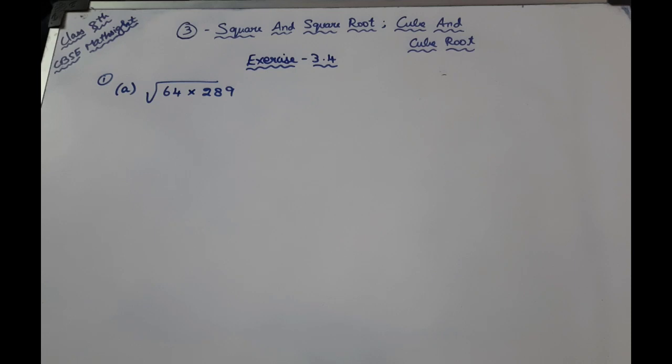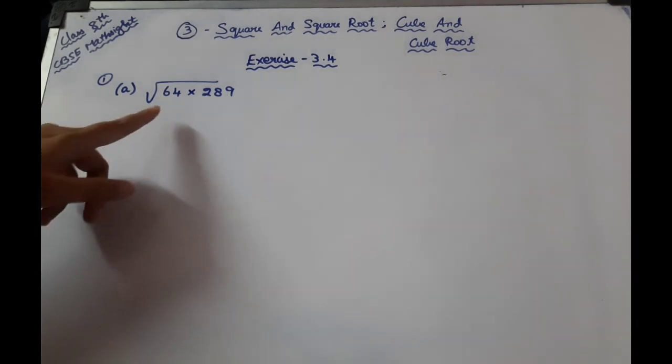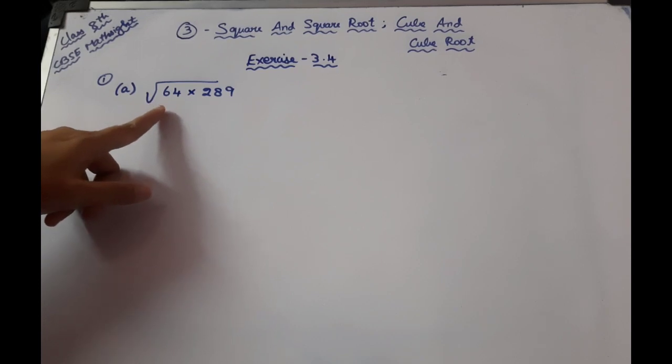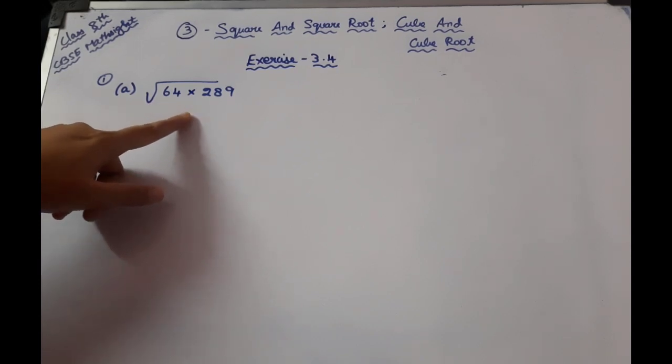We are seeing class 8 chapter 3, square and square root, cube and cube root. We are going to see the 3.4 exercise in this video. We will see the first sum. Find the value of the following. So we have to find the value of the square root of 64 into 289.